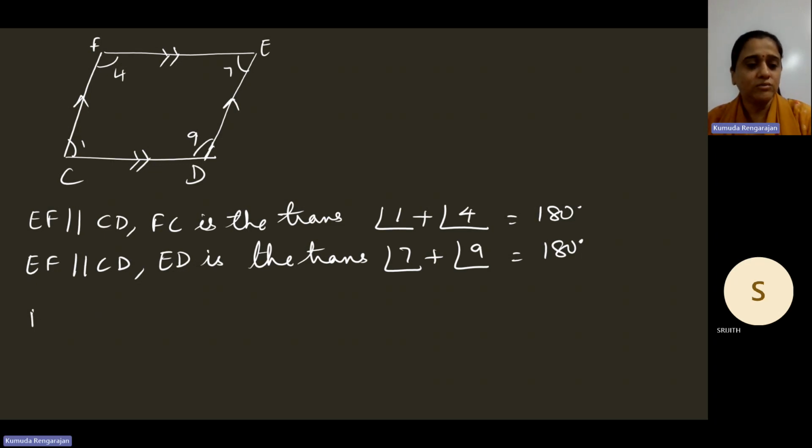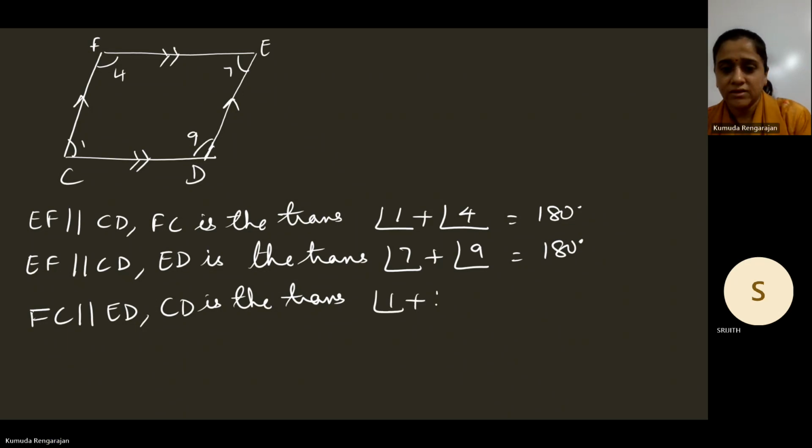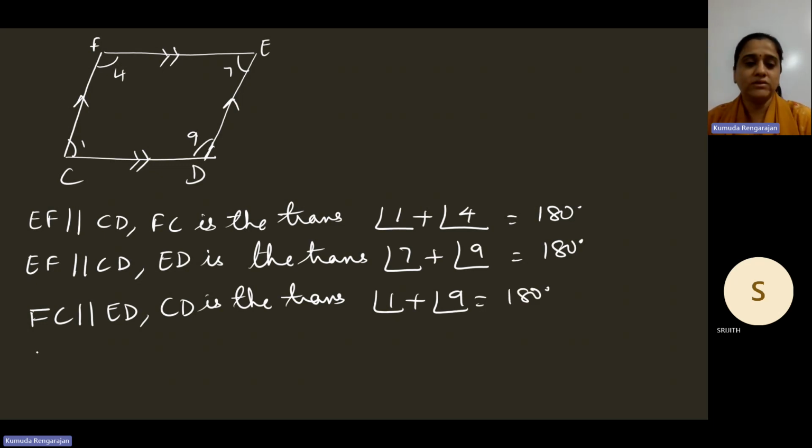FC is parallel to ED. And which is a transversal? CD is a transversal. So which are the angles? Is equal to 180. Yes, the last one. FC is parallel to transversal.